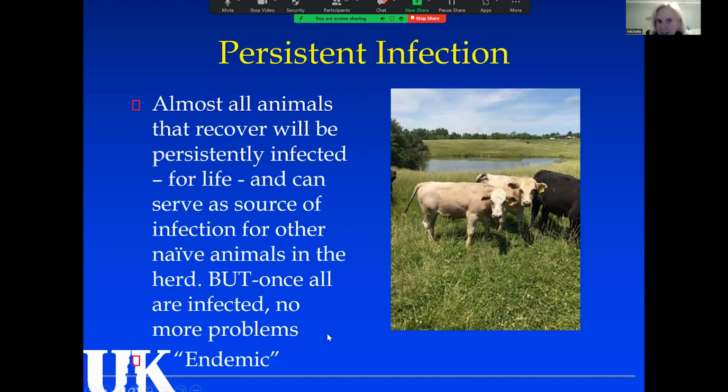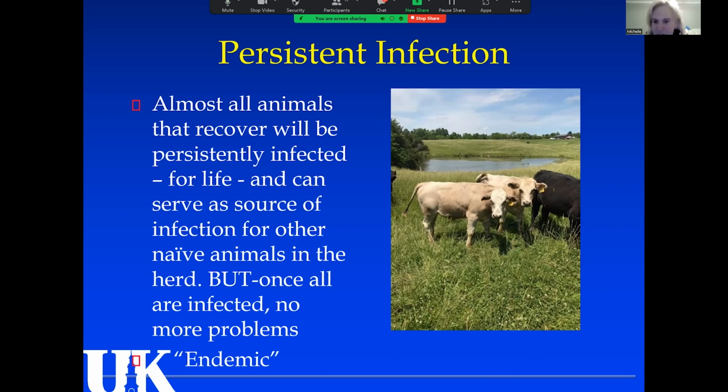And then again, this persistent infection: when the animals recover, they do become persistently infected for life. So if you think about that, they're carrying that anaplasmosis or that Theileria organism. They are a source of infection for other naive animals. But once everybody gets infected, you don't really have any more problems anymore. That's the definition of being endemic.